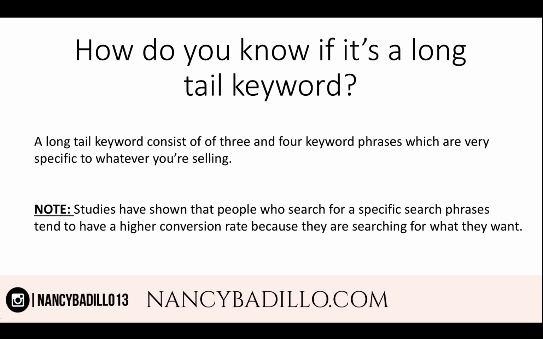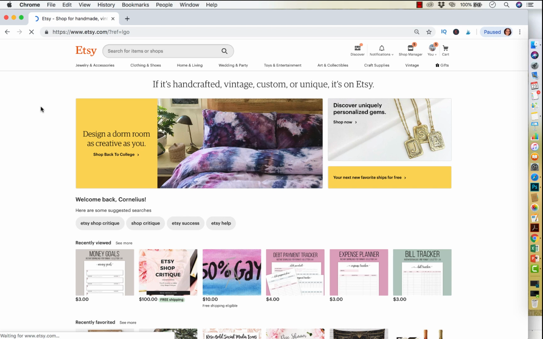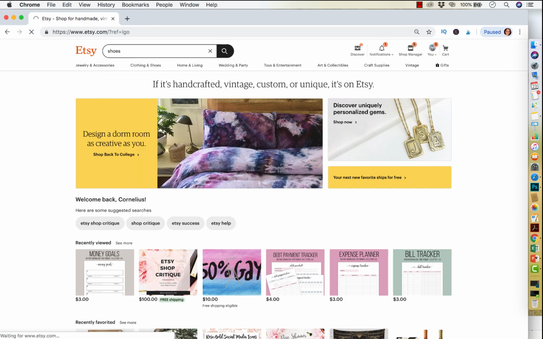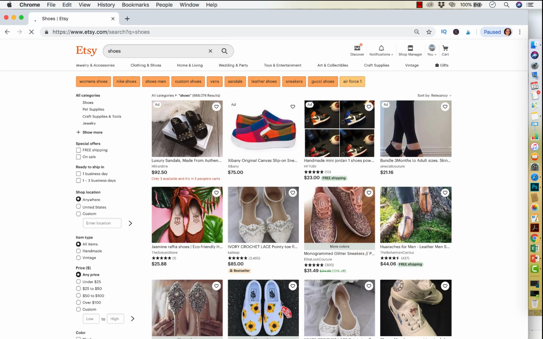So I'm going to go ahead and do a search for shoes, and I'm going to walk you through so you can put all the pieces together. Okay, so let's just use an example that I sell women's shoes. If you were to type in the word shoes and do a search on Etsy search results, you could see that this tag is very, very popular.